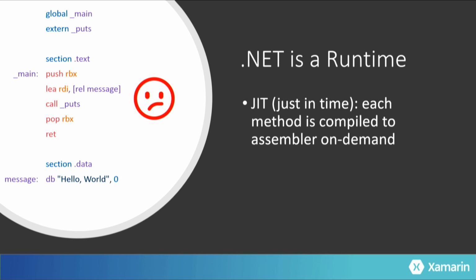And that's actually what JIT stands for. Just in time, each method is compiled from IL to assembler on demand, right? And the benefit you get there is you don't have to recompile your app for every platform. You just have a DLL file or an exe, and it will run on Mono, on Mac, on .NET Core, you name it. You know all the platforms we have.